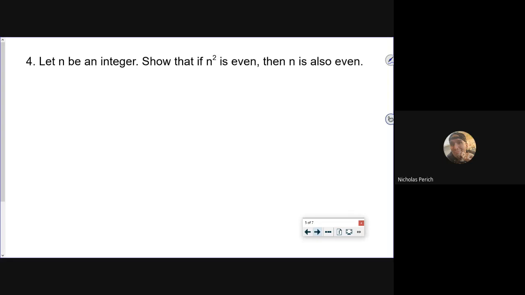Let n be an integer. Remember, an integer is a number that has no decimals. Could be positive, could be negative. So n is a positive or negative whole number. Could be 0. Show that if n squared is even, then n is also even.